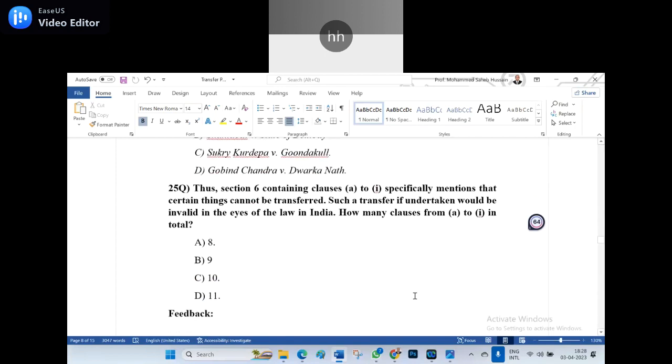Now, 25th question. Does section 6, containing clauses A to I, specifically mention that certain things cannot be transferred? Such a transfer, if undertaken, would be invalid in the eyes of the law in India. How many clauses from A to I are there in total? A. 8. B. 9. C. 10. D. 11.